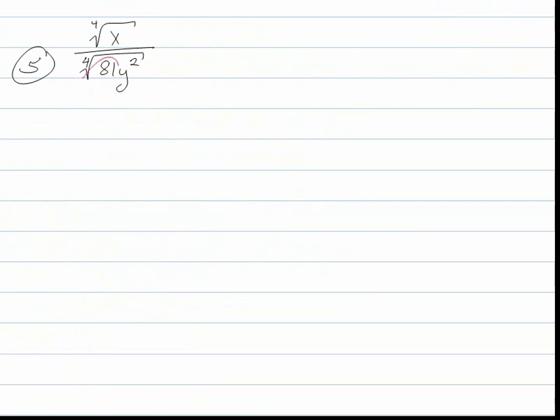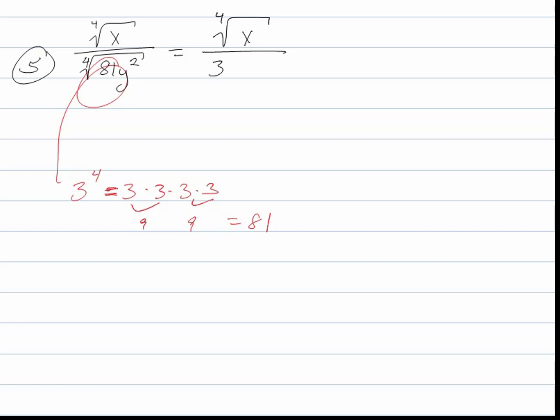This one I can actually simplify. The 4th root of 81. Remember what that was. 3 to the 4th is 3 times 3 times 3 times 3. 9 times 9 is 81. So since 3 to the 4th is 81, the 4th root of 81 would have to be 3. 4th root. So that's 3 4th root of y squared.